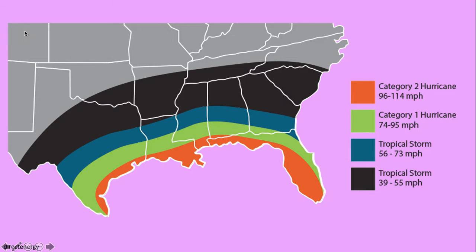So on this map you can see as a hurricane comes onto land, it might come onto the coast as a Category 2, but then as it loses its energy from not being over water anymore, as it gets further inland, it'll drop from a Category 2 to a Category 1 and then drop to a tropical storm.